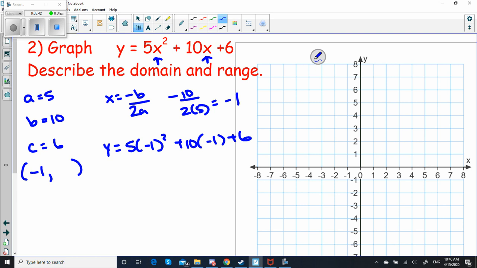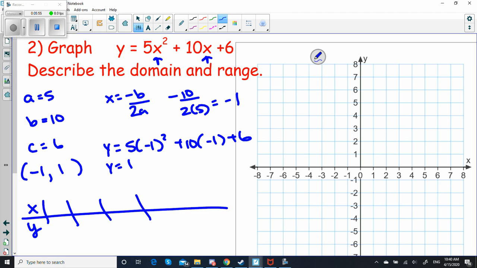So if I plug that in to my calculator, I get positive 1 for y. So my vertex is negative 1, 1. So again, I make the table, and that vertex goes right in the center. If I go up 1 from negative 1, that's 0, and up another is 1. If I go back from negative 1, that's negative 2, and back again, that's negative 3.